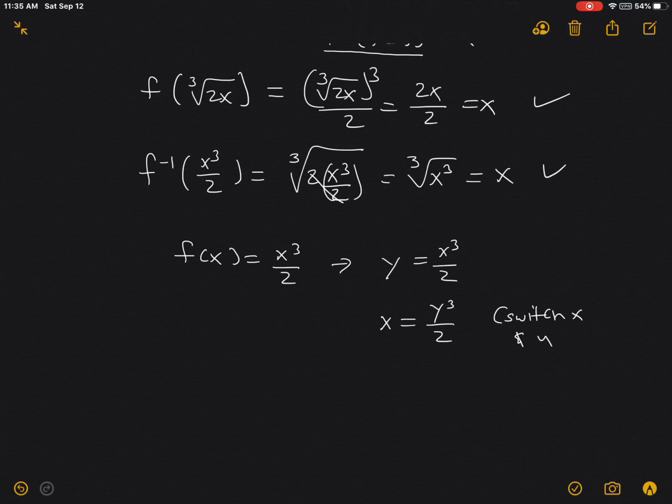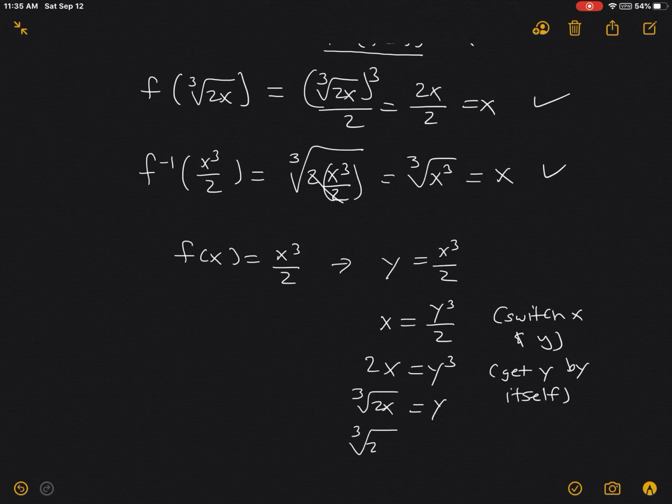After you switch the x and y, you need to get y by itself. I will explore this concept a little bit further with you, but this is how you do it algebraically. 2x is equal to y cubed, right? And then you take the cube root of both sides. This is your inverse function.